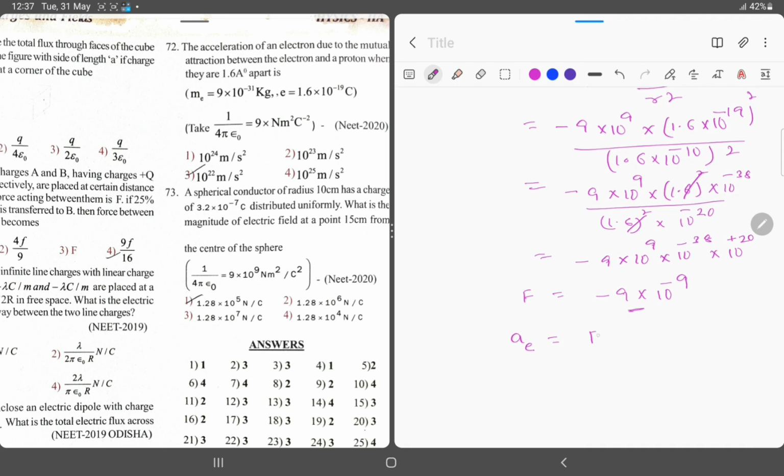Now the acceleration of the electron must be found out. Acceleration formula: force divided by mass of electron. So then substitute the force value, 9 into 10 to the power of minus 9, magnitude value only, divided by the mass of electron, 9.1 into 10 to the power of minus 31 kg. So then after calculating, we get 10 to the power of 22.